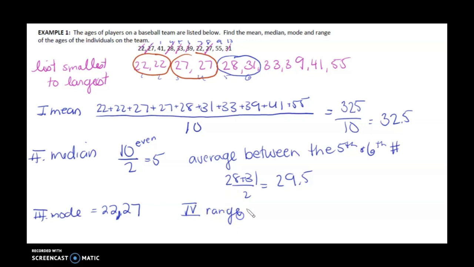Okay, and the last one is the range. We want to take the max number and subtract the minimum number. The biggest number here is 55. The lowest number is 22. So these 10 data, which are the ages of the players, fall over 33 years.